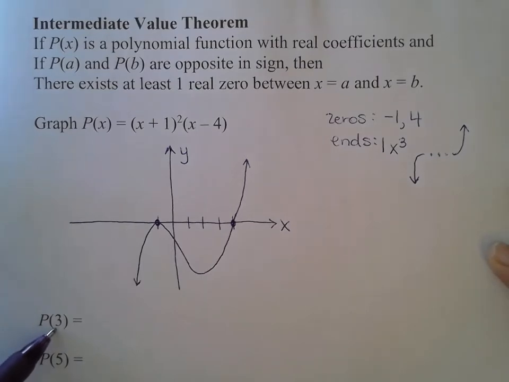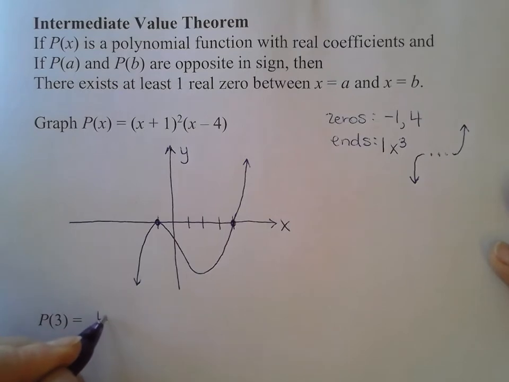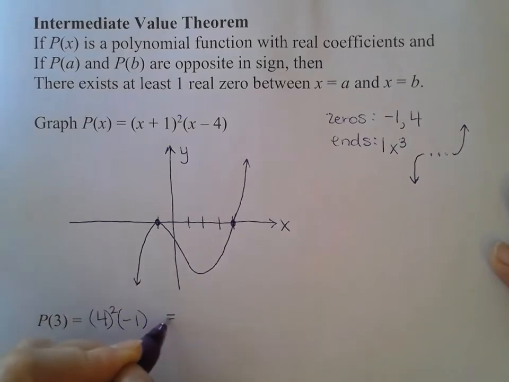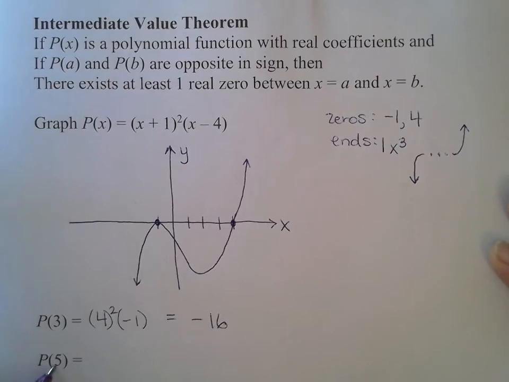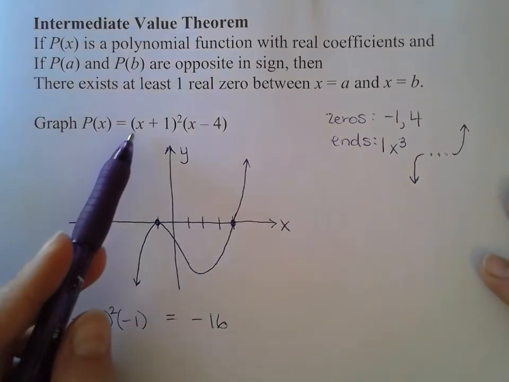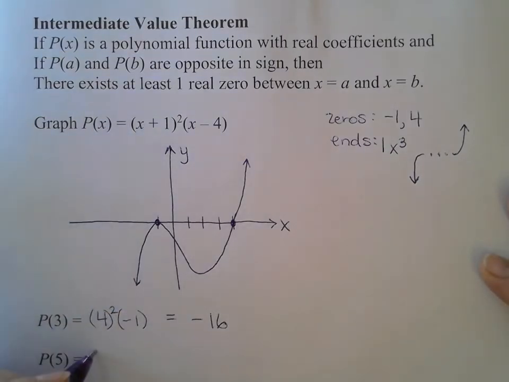So if I plug in 3 to my function up here, 3 plus 1 would be 4 squared, times 3 minus 4 would be -1. So that's going to give me -16. If I plug in 5 into my polynomial here, 5 plus 1 is going to give me 6 squared. 5 minus 4 is 1. So that's going to give me 36. Whoops, 36. And it's positive.